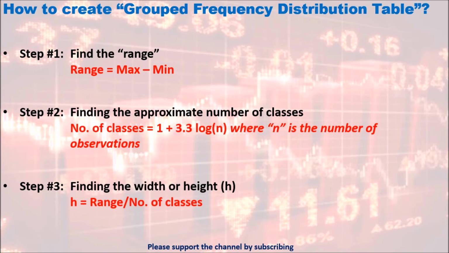The third step is the width of the class. As we showed you, from 4 to 7, that is 4, 5, 6, 7, so the width is 4. The way you calculate that is h is equal to range divided by number of classes. One point to keep in mind and remember is, when you're looking at the approximate number of classes and the width of the classes, you're always rounding it up. Not rounding off, but rounding it up.